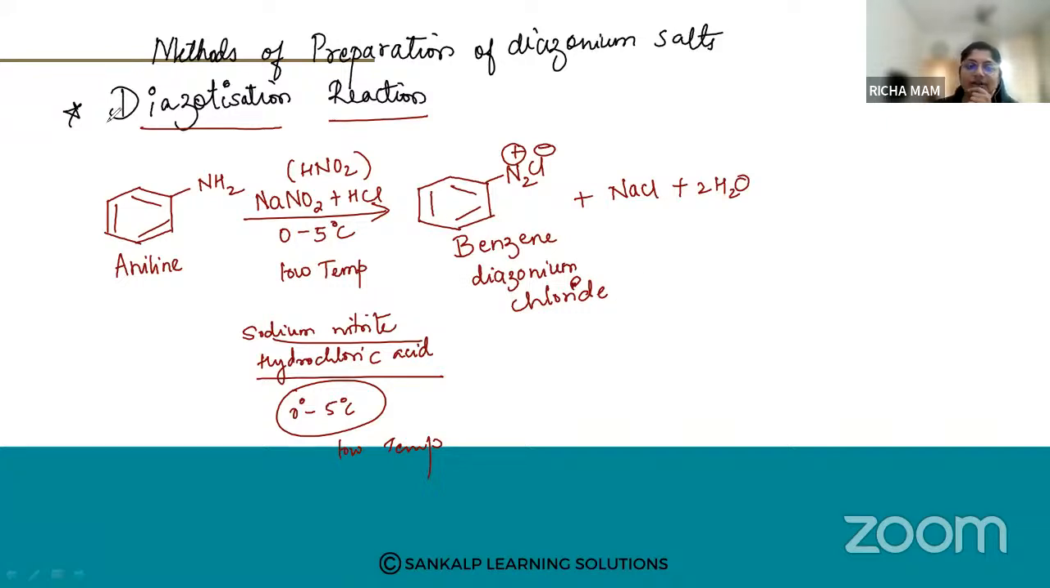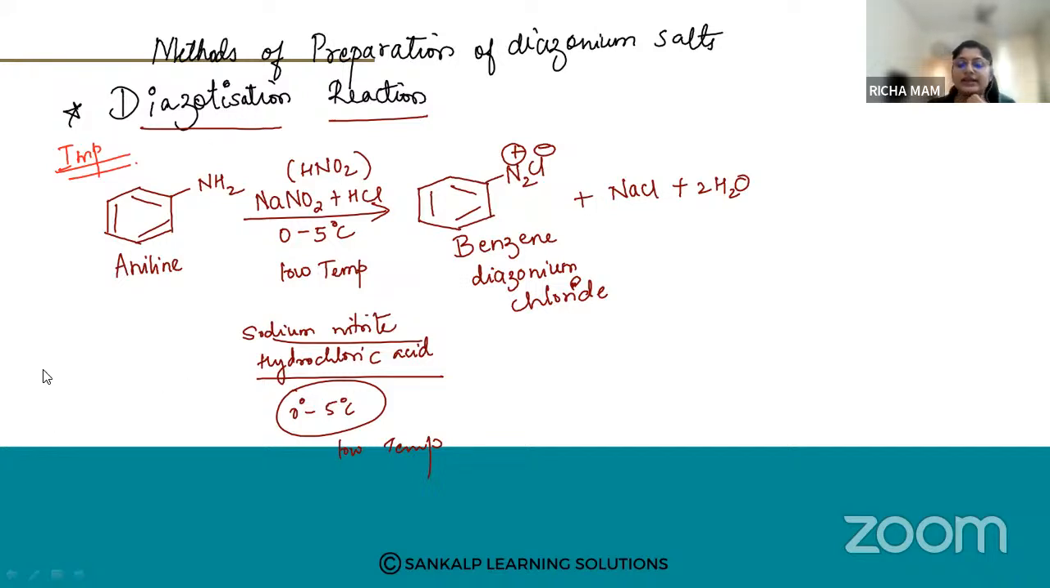Is it clear? Very important. Mark this important, students. So this is one important method of preparation of diazonium salts.